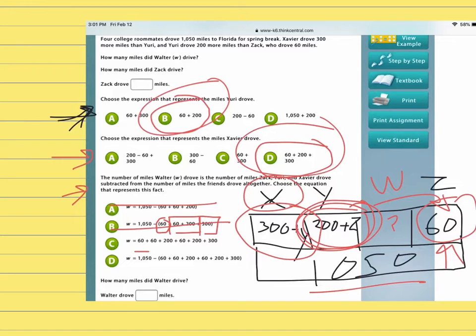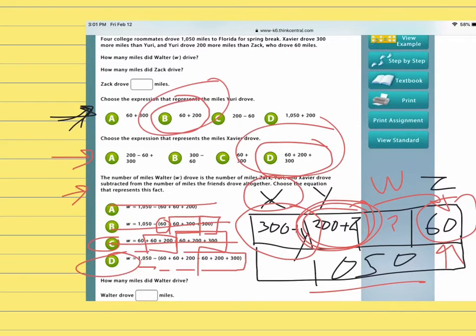So we got 60 for Zach. We got 60 plus 200 for Yuri. And we got 60 plus 200 plus 300 for Xavier. So I'm thinking it's C, but let's check D here. We have 60 here for Zach, 60 plus 200 for Yuri, and 60 plus 200 plus 300 for Xavier. So actually this is not right because it didn't compare the 1,050. So D is the correct equation for this problem.